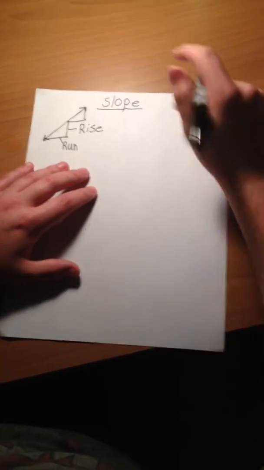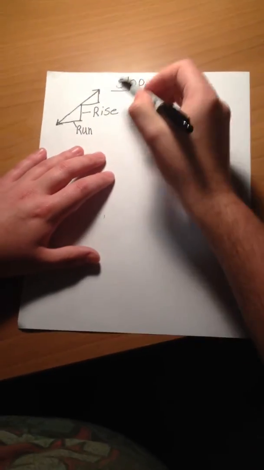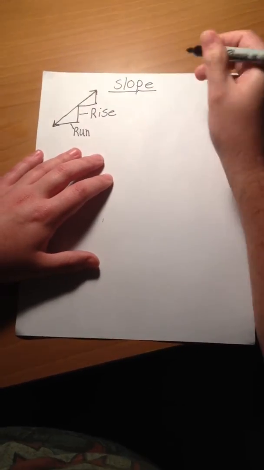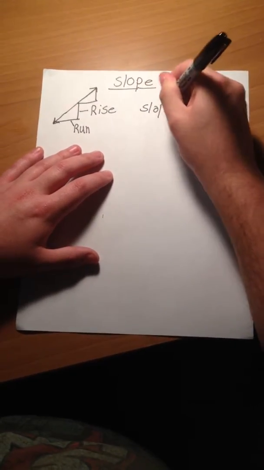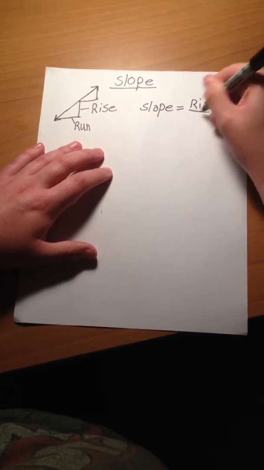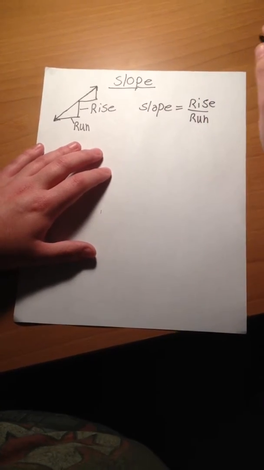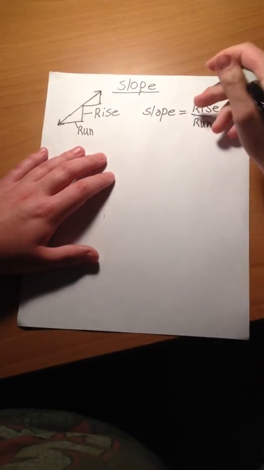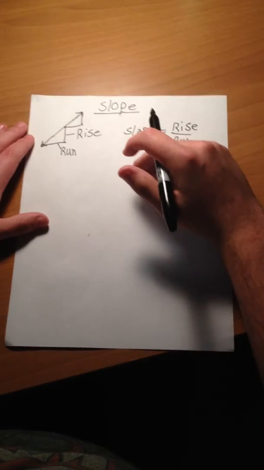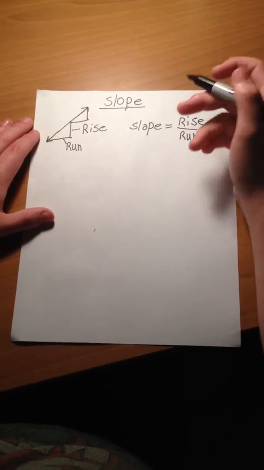Alright, my topic is slope. Slope is a line which is the rise over run, which in equation form looks like this. It's just the ratio of rise over run. For a line, this is constant. The slope is a measure of pretty much how steep a line is. The higher the rise, the steeper the slope.